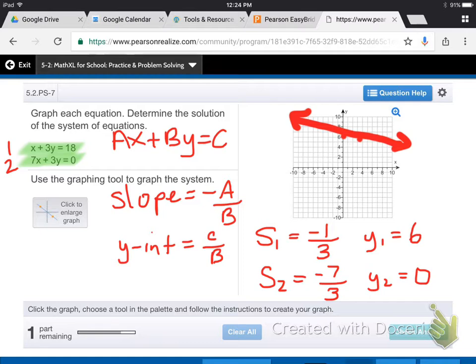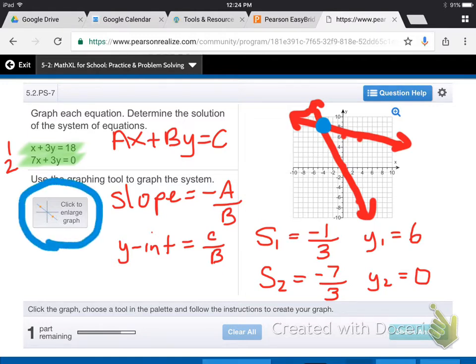And then you would plot the other line, equation 2. If the y-intercept is at 0, then you count down 7 and over 3, and you're going to end up somewhere right there, and then you draw that line, and you try to figure out exactly where these lines are crossing, the intersecting point, which is right there. If you open up the graphing tool and do just what I showed you, then you should be able to see the exact point where these lines cross, and that will be your answer.